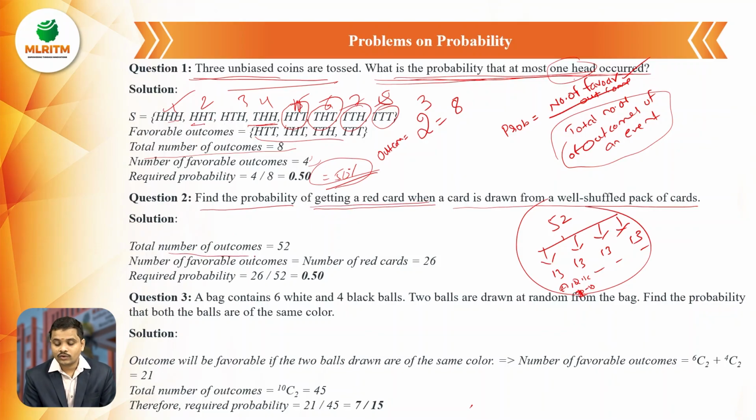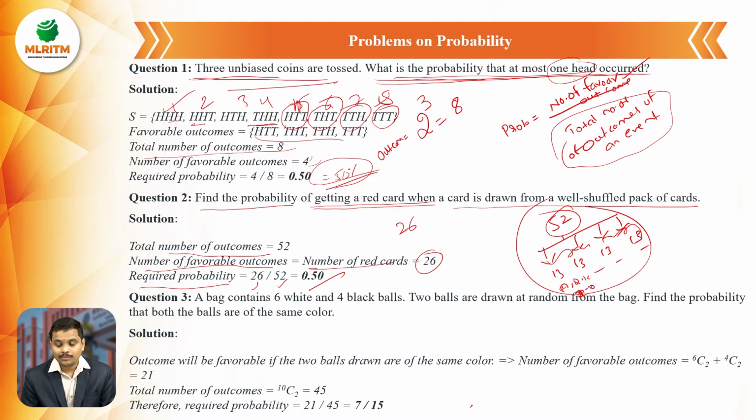So total number of outcomes is how many? 52, because it is a deck of 52 cards. Number of red cards will be 26. There are 26 red cards and 26 black cards. So the required probability is 26 by 52, the number of favorable outcomes divided by the total number of outcomes. Nothing but a 50% chance here.